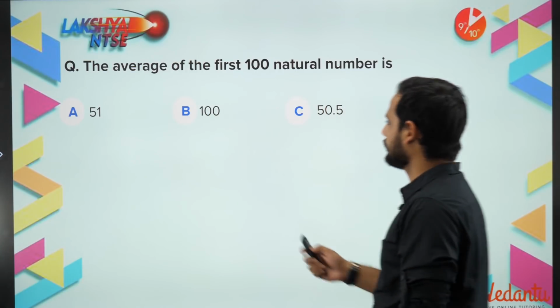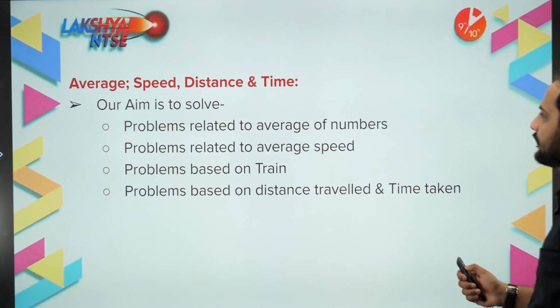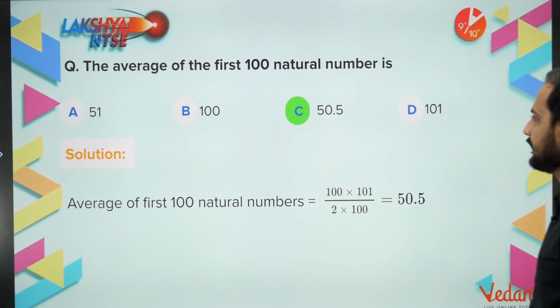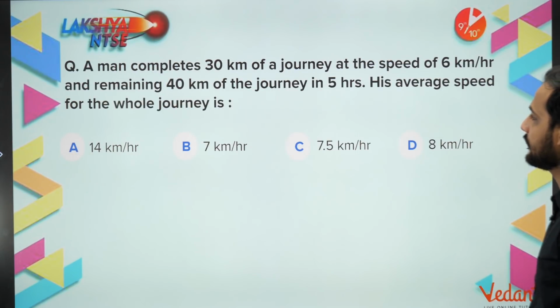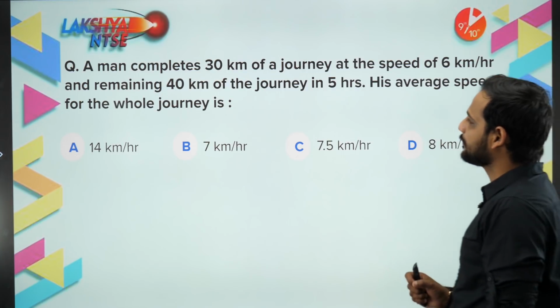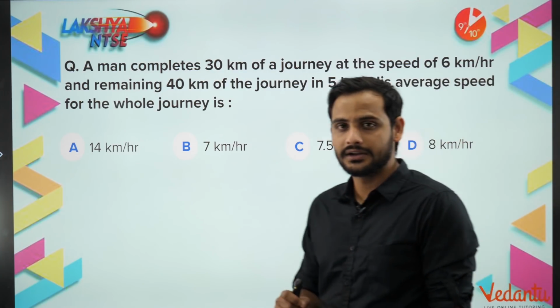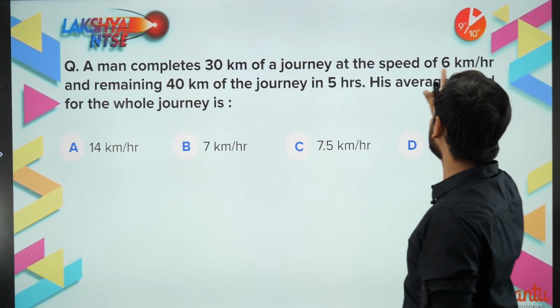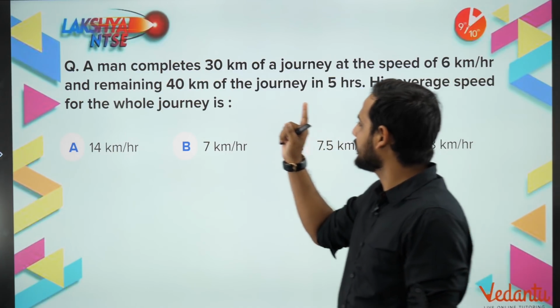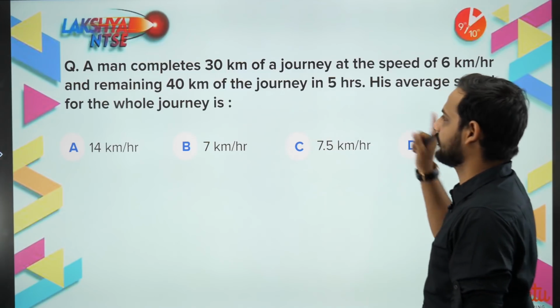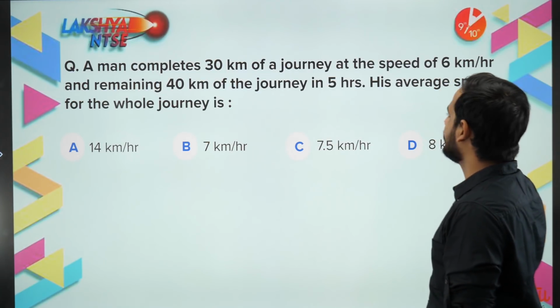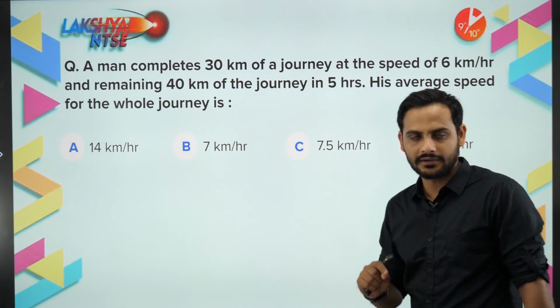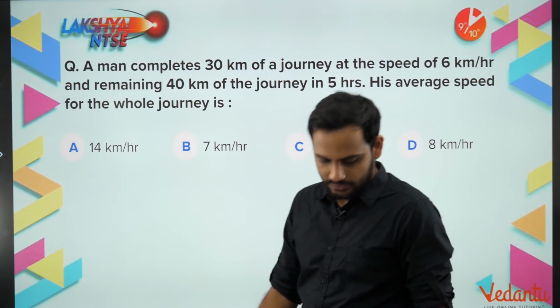Let's go for the next question. So the correct answer is 50.5. Right? Now the next question: a man completes 30 km of a journey at the speed of 6 km per hour, and the remaining 40 km of the journey in 5 hours. What is his average speed for the whole journey?